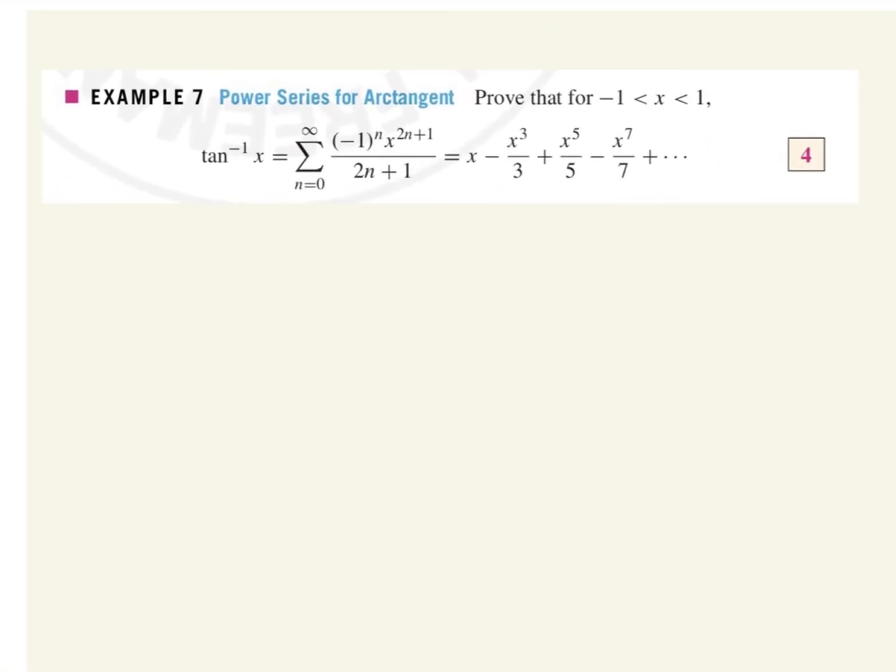So it's starting as tan inverse of x is equal to this power series, this summation, 0 to infinity, (-1) to the n, x to the 2n plus 1 over 2n plus 1. And we're proving that it's equal to x minus x cubed over 3 plus x to the 5th over 5, etc.